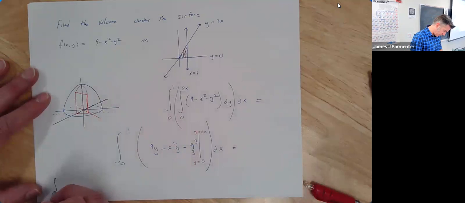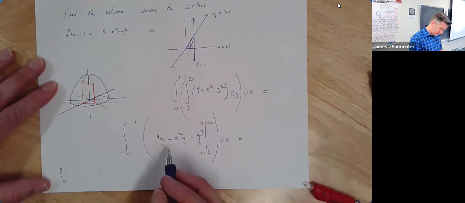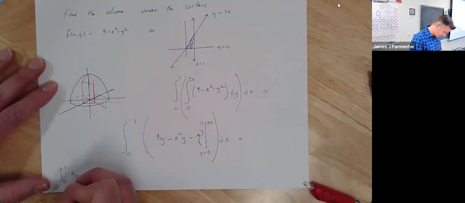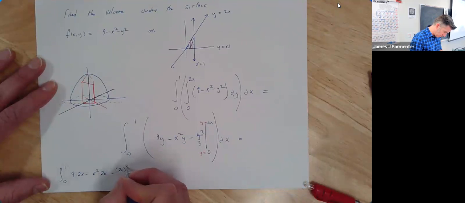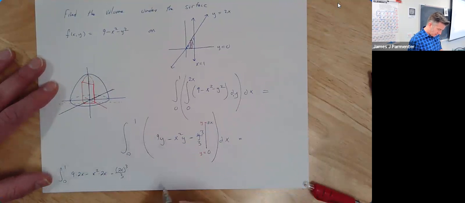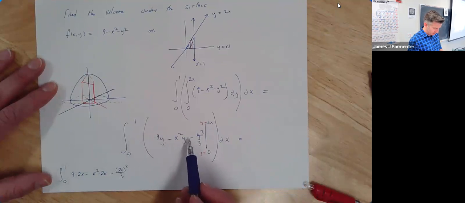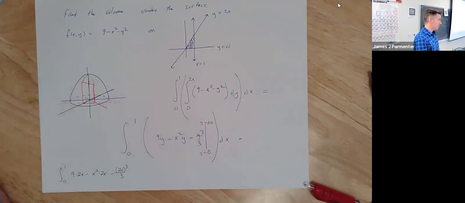I'm going to get the integral from 0 to 1 of, let's see, 9 times 2x minus x squared times 2x minus 2x quantity cubed over 3. And then if I plug in 0 for every y, I get 0 minus 0 minus 0. I'm not going to write it down, but you do need to check.